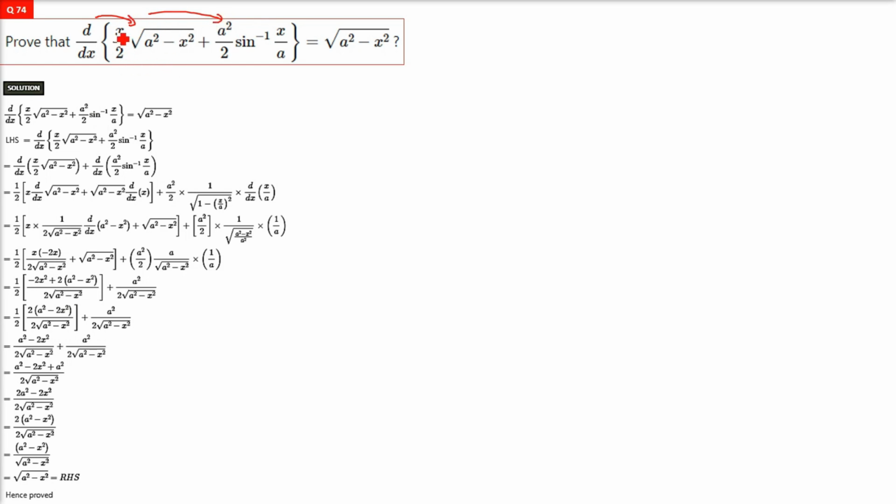There are two parts. x by 2 under root a square minus x square, assume it to be capital A, and a square by 2 sin inverse x by a, assume it to be capital B. And then we'll differentiate dA by dx, for example. So x by 2 is half, I am taking outside. So we have x under root a square minus x square. So x under d by dx of under root a square minus x square plus under root a square minus x square d by dx of x. I am not writing that because d by dx of x is 1.